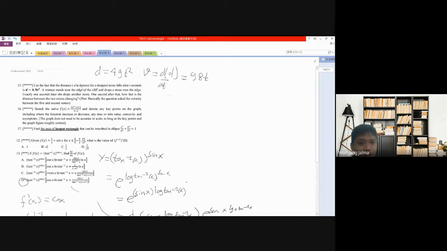So we have two stones, right? Stone 1 and stone 2. Stone 1 is the one that she first drops, and stone 2 is the stone that she drops 1 second later. And we know that for stone 2, let's say t is equal to t. So the t of stone 1 is t plus 1, right?